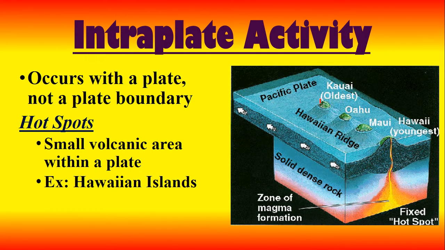Then we have some intraplate activities that happen with volcanoes, and we kind of talked about this. This is one of the evidence for plate tectonics. So this stuff happens in the middle of a plate, not at a plate boundary. So you're talking about hot spots, like the Hawaiian Islands. There's an area of magma that comes up to the surface, and it forms a volcano. And as the plate moves over it, new volcanoes form.